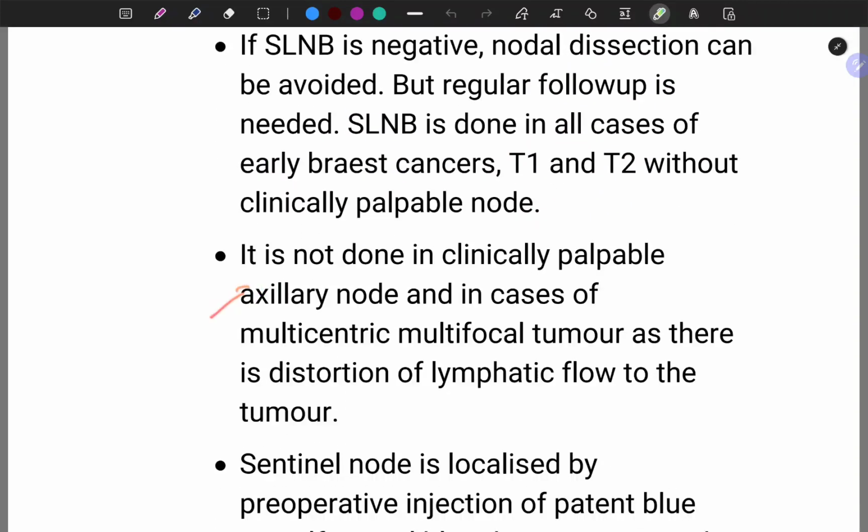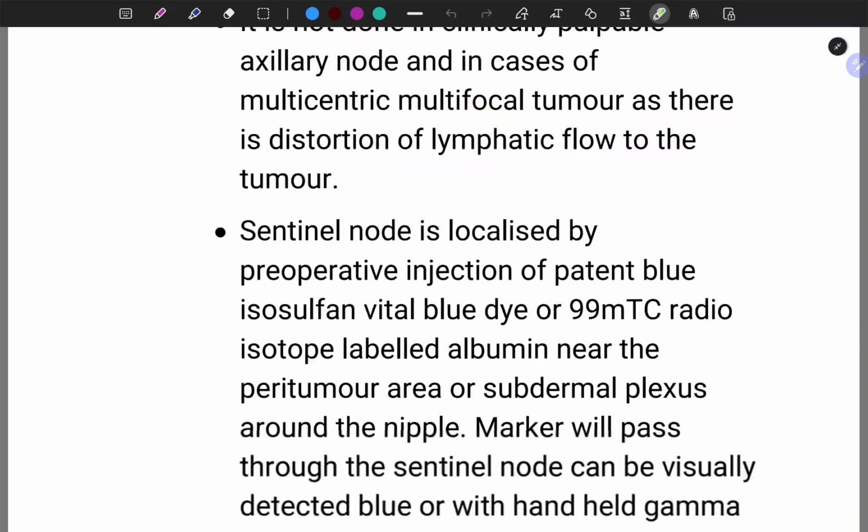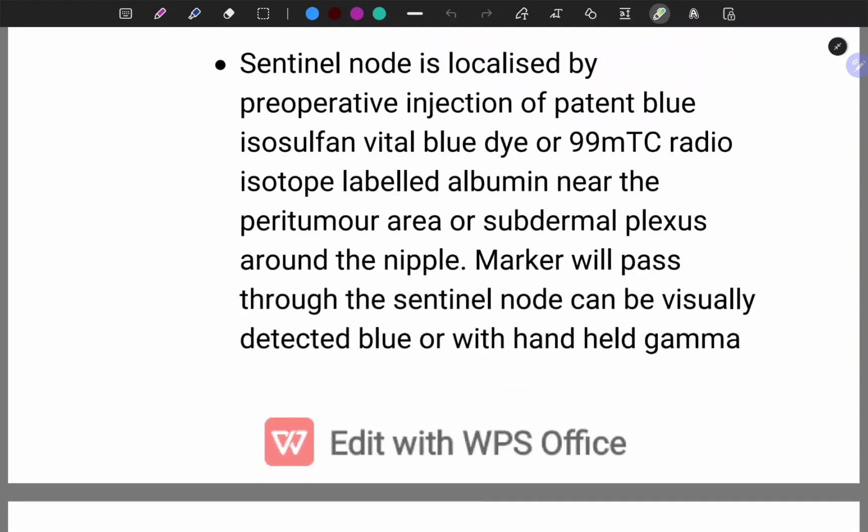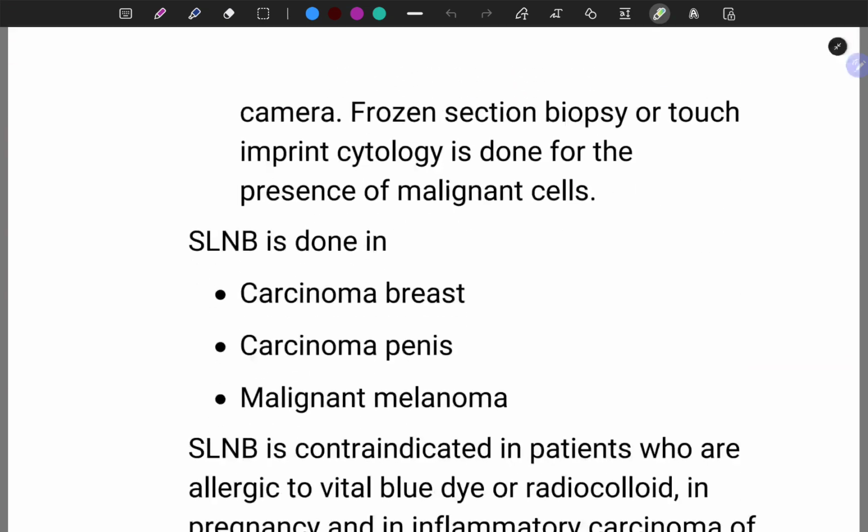Not done in clinically palpable axillary node as it is palpable, and in cases of multicentric, multifocal tumor as there is distortion of the lymphatic blood flow to the tumor. Sentinel lymph node is localized by the method of isosulfan blue dye or technetium 99m radioisotope labeled albumin near the peritumoral area or subdermal plexus around the nipple, and we have to detect with gamma camera.